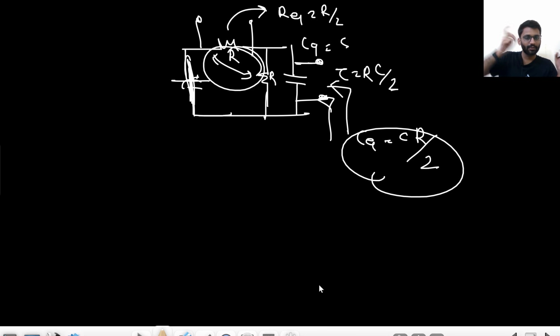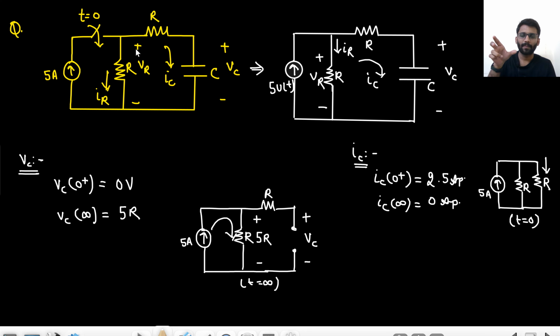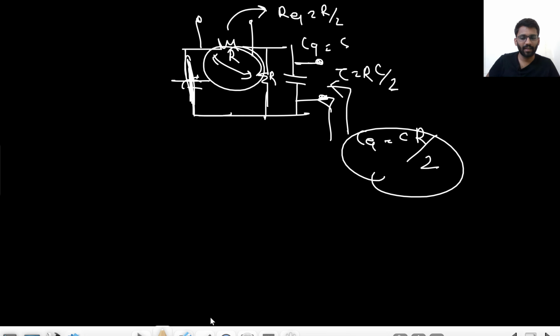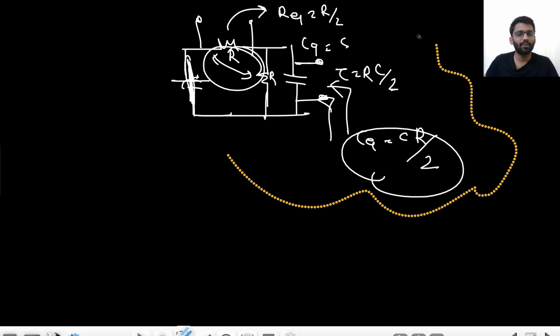So in case of a current source, you can't really say this is the time constant of my circuit. First you need to define the output. If you are collecting the output at some point here, the time constant will be different. Here the time constant will be different. So in this case there are two time constants with respect to the output. Always the time constant is defined with respect to the output where you are actually taking the output.